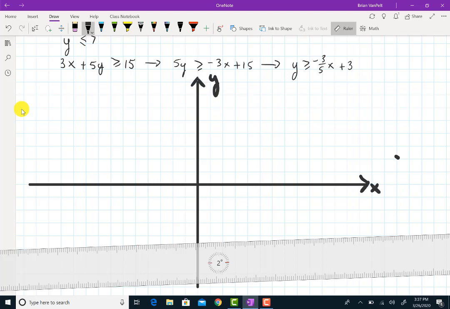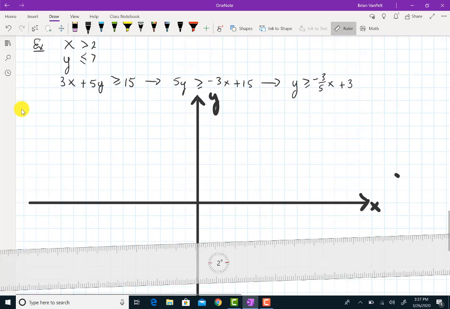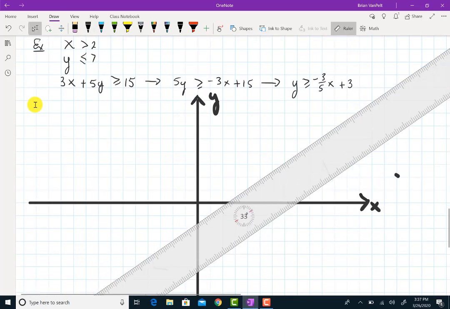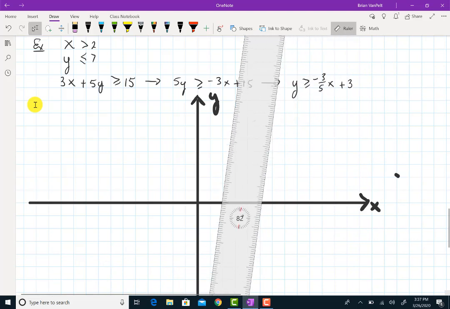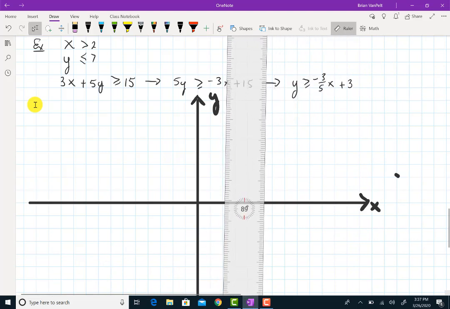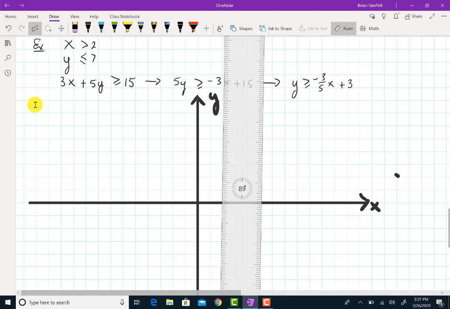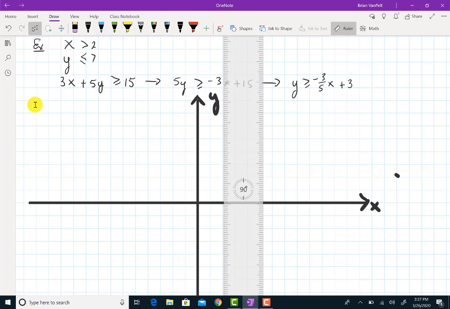All right, I've got that in motion. Now let's see what we have. X is greater than 2, so let me go ahead and draw the line x equals 2, but it's going to be dashed because it says x is strictly greater than 2. So let me get my dashed lines in there.